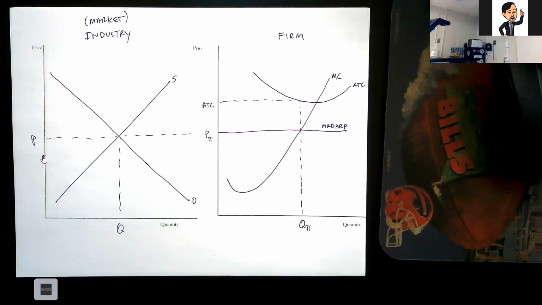If you do it backwards, it actually works easier from a drawing perspective. We're showing adjustment to the long run. Think about the incentive in the marketplace. What's going to happen when those losses exist?